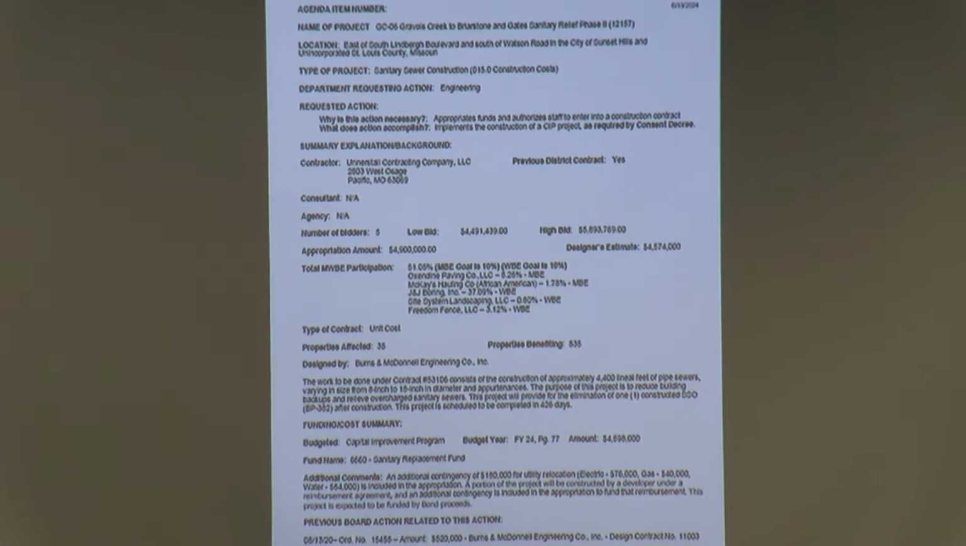We received 5 bids on this project. The low bid was from Understall Contracting Company. The bid was just below our design estimate, and our appropriation, which includes utility relocation and contingencies, is slightly above our originally planned appropriation. Understall's contracting for minority and women is approximately 51%. This project has a significant amount of boring taking place, so you'll see a large percentage of the subcontracting work going to a woman-owned boring firm. So are there any questions on this particular project?